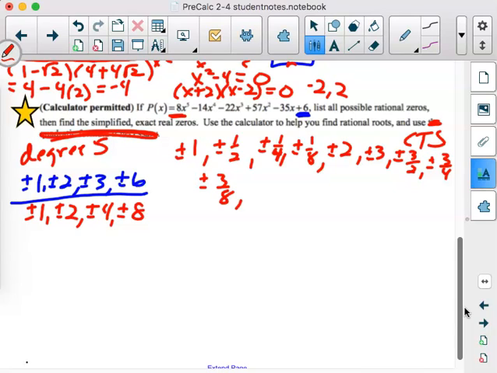Up to the top for the 6. 6 over 1, not on our list yet. 6 over 2 is 3, already in our list. 6 over 4 is 3/2, already on our list. And 6 over 8 is going to be 3/4, already on our list.